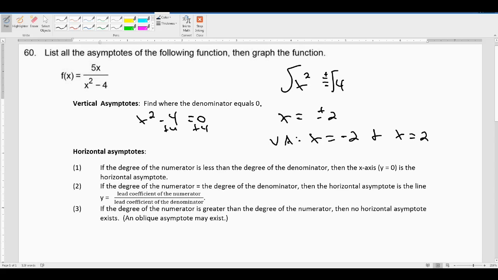Now for your horizontal asymptotes, we're looking at the degrees, the highest exponents on the top and on the bottom. Here the degree of the numerator is 1 and the degree of the denominator is 2. Since the numerator is less than the bottom, because 1 is less than 2, then y equals 0 is the horizontal asymptote.